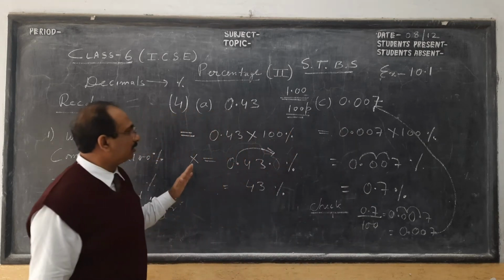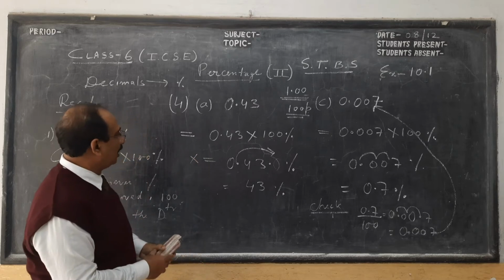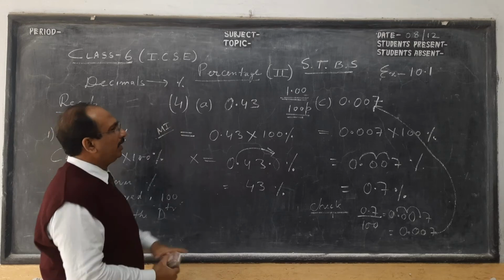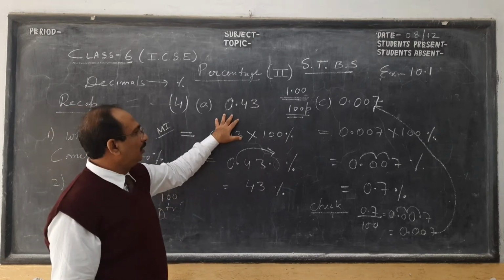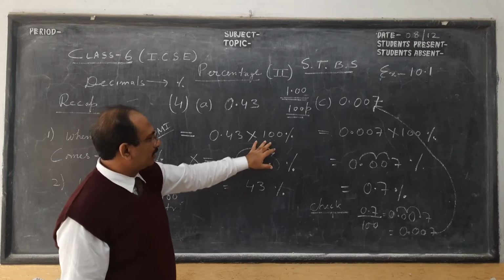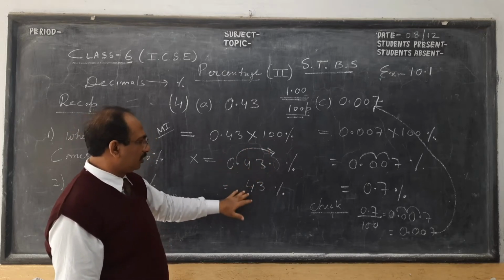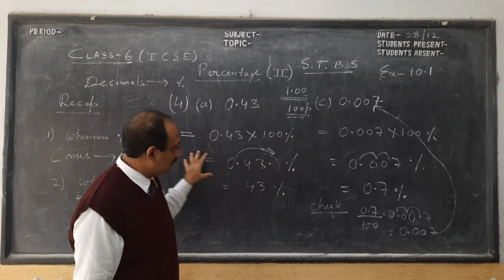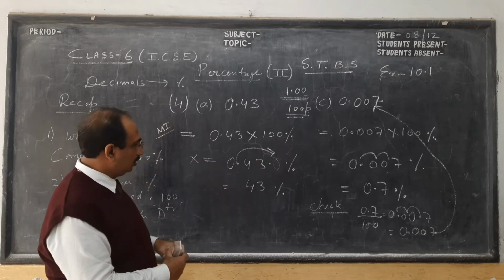So this question, just I am recapitulating you. I have shown you by method 1. Just once more I will tell you. 0.43. Okay, what we do in method 1 is, when percentage comes, we multiply by 100. 0.43 becomes 43%. Decimal goes to 2 place. I said this you don't show in your working.